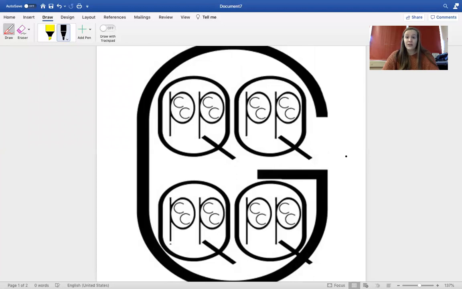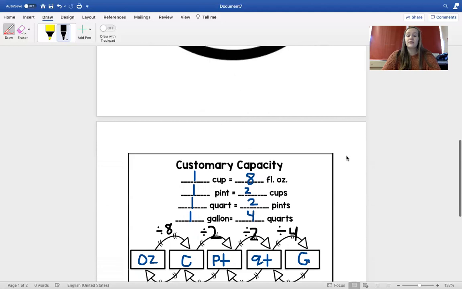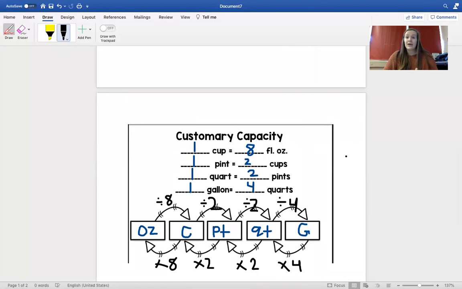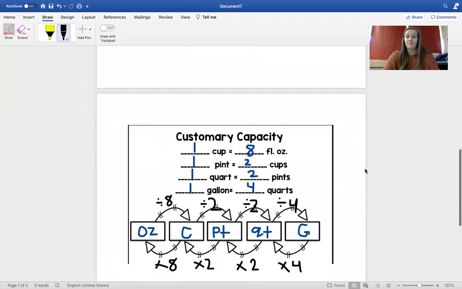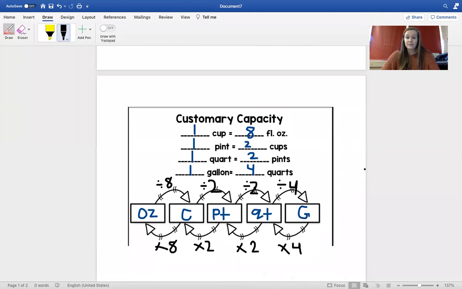You can use this visual that we have on the screen. You can make your own version. You can screenshot this and print it out. Or you can use the same way that we worked with measurements yesterday, and that is by having it written out for you. 1 cup is equal to 8 fluid ounces. 1 pint is 2 cups. And if you scroll back up, you see that, right? 1 pint has 2 cups in it. Either way you want to remember this is totally fine with me. 1 quart is 2 pints. 1 gallon is 4 quarts.